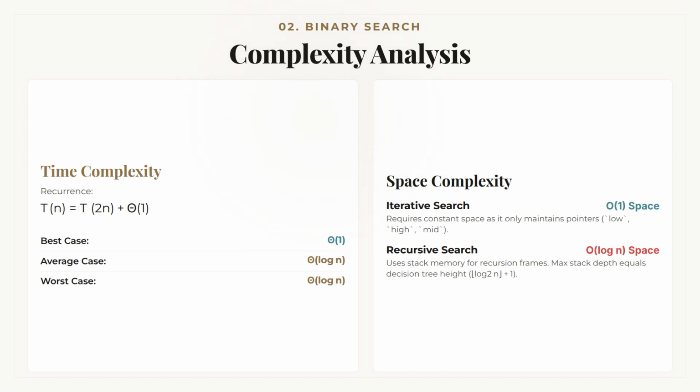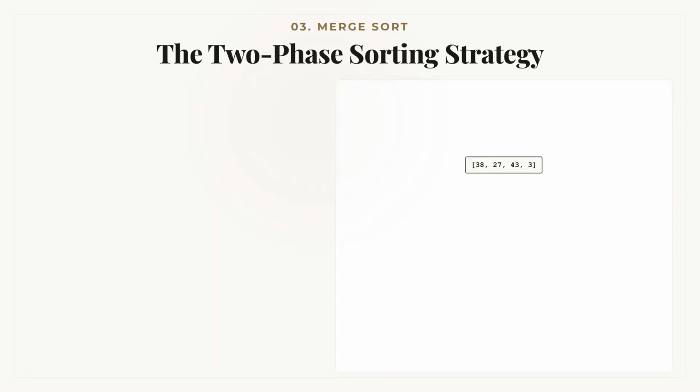Next, let us study merge sort. Merge sort is one of the most elegant sorting algorithms based on divide and conquer. Its working can be understood in 2 phases. The first phase is division. The second phase is merging.